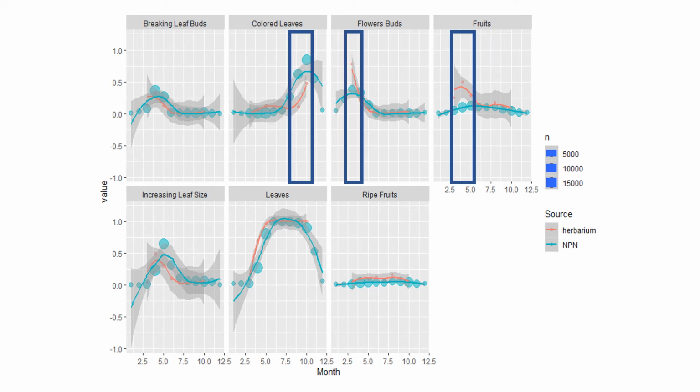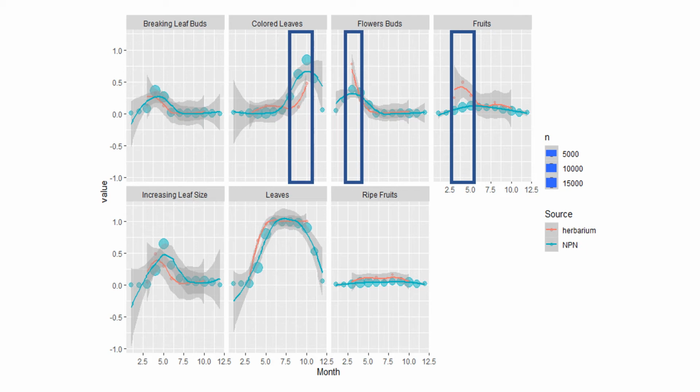So when we compare those two, what we did here was we limited the herbarium specimens to just the ones since the 1990s, because we didn't want to be skewed by changes over time in the occurrence of these phenophases, and compared the proportion of herbarium specimens showing each phenophase with the proportion of the National Phenology Network's submitted observations that had those same occurring phenophases.